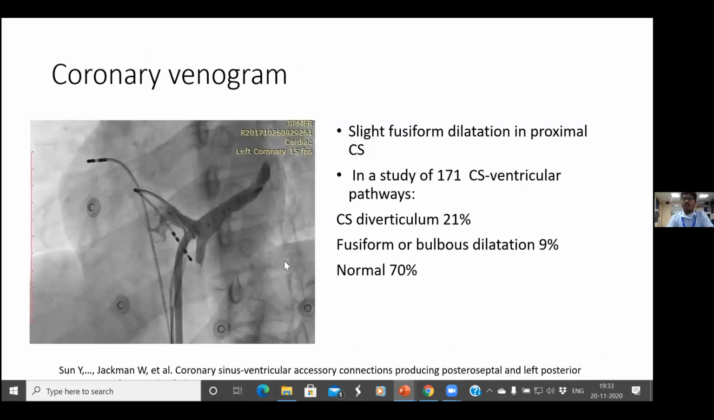So, as all these findings suggest a CS ventricular accessory pathway, we did the venogram. Although there was no typical diverticulum and there is only mild dilatation in the proximal CS. So we looked for the literature and we found that in one of the largest studies by Jackman et al., he reported that the CS ventricular accessory pathway can have a normal CS, and the percentage given was approximately 70%. So many such cases can have a normal CS venogram.